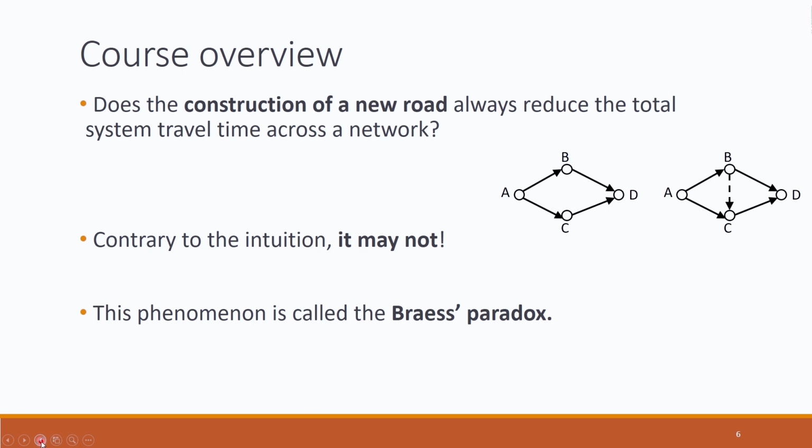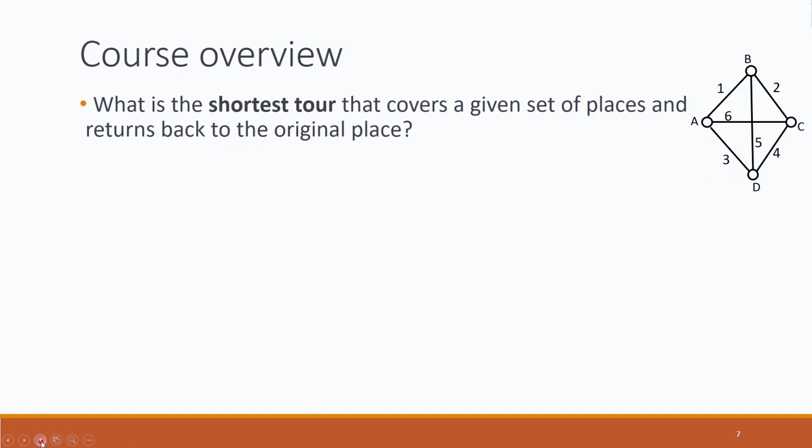Another very interesting problem that arises in the area of transportation networks is the following: if a person is at a particular place and wants to visit a given set of places and come back to the original place, but that too in the minimum time. So he wants to construct a shortest tour between a set of places. The target is to find that shortest route. This problem is called the traveling salesman problem. It is a very important problem that arises in the area of transportation networks.